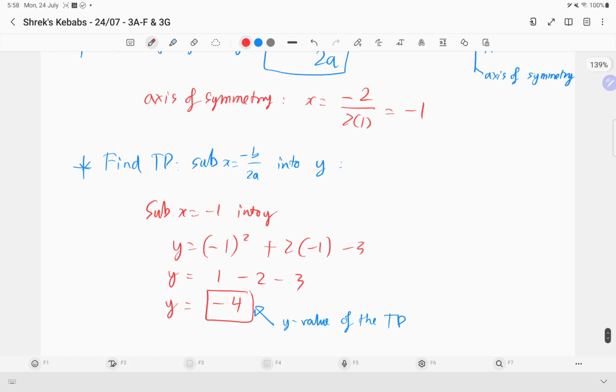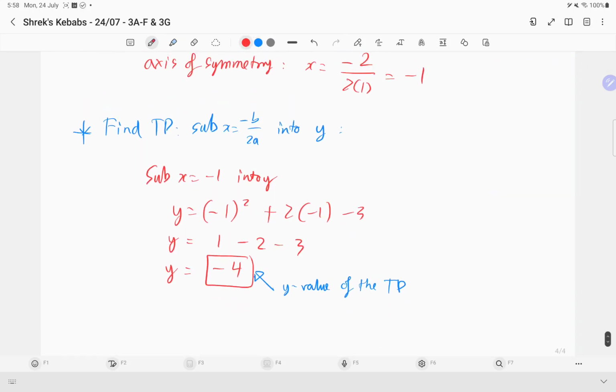Alright, anyway guys, have a look. So this is how we find the turning point. At this point, we would get the turning point is equals to -1 and -4. What else do we need to find in order to sketch it? The x and y. That's right. Next would just be finding x and y intercepts.